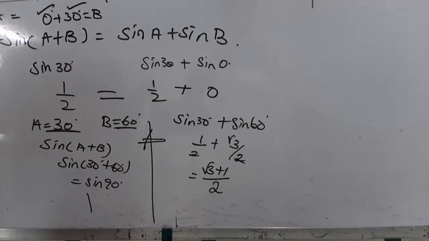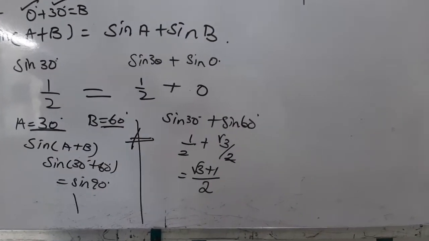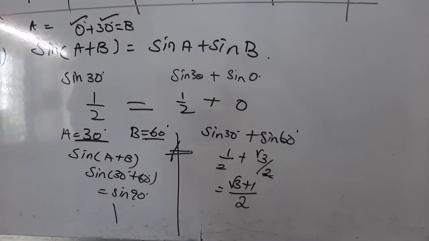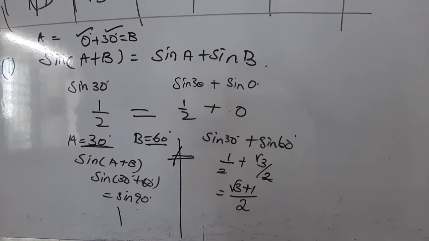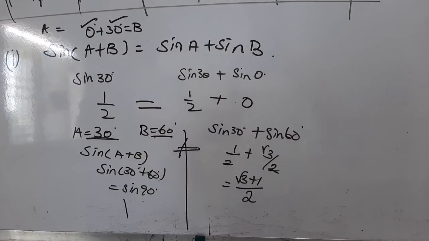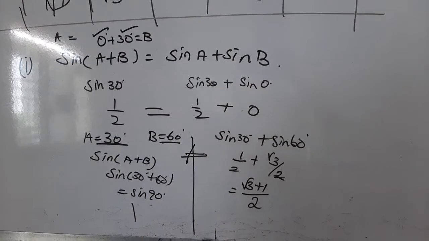So, on the whole, the given statement sin of A plus B is equal to sin A plus sin B is not true for all the values of the trigonometric angles. So, subdivision 1 is false.